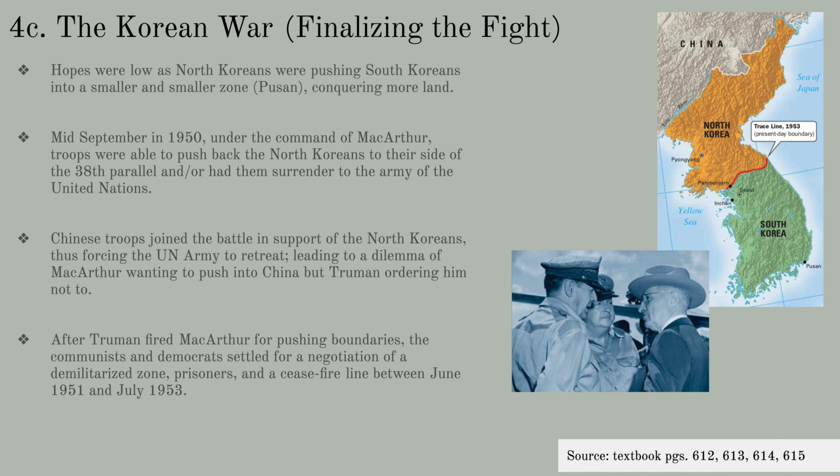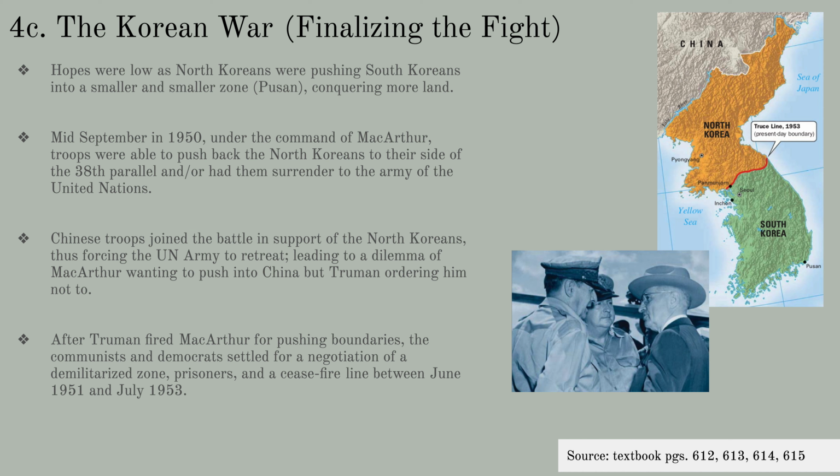4C, the Korean War, finalizing the fight. Hopes were low as North Koreans were pushing South Koreans into a smaller and smaller zone near Pusan, conquering more land. But in mid-September in 1950, under the command of MacArthur, troops were able to push back the North Koreans to their side of the 38th parallel and/or had them surrender to the Army of the United Nations.